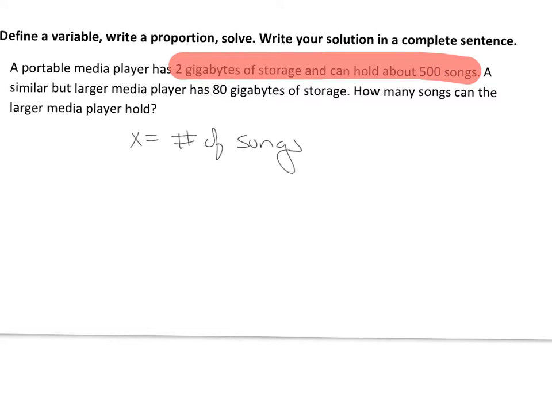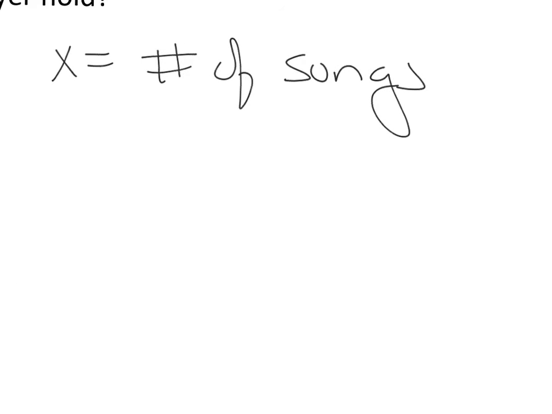So that's going to be one of your fractions. 2 gigabytes, 500 songs. Oops, not 5,000, 500 songs. Now, when you're looking at this, I put the gigabytes up here on top, and then I put the number of songs on the bottom, okay? It actually doesn't matter. If you want to put the 500 on top and the 2 on the bottom, it doesn't matter. What's important here is keep things lined up.